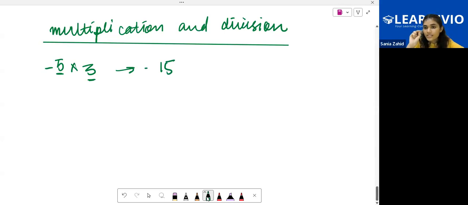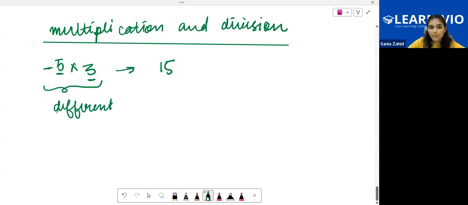Now, for addition and subtraction, we follow the rule of the sign of the greater number in the answer. But here we will not follow that rule. Here we will see if the numbers have the same sign or the opposite sign. If the numbers have the same sign, my answer will have a positive sign. But if the numbers have different signs, the opposite signs, then my answer will have a negative sign. So what are the signs over here? 5 has a minus sign and 3 has a plus sign. So what will be the sign on 15? Negative. Why? Because these are different signs, right?